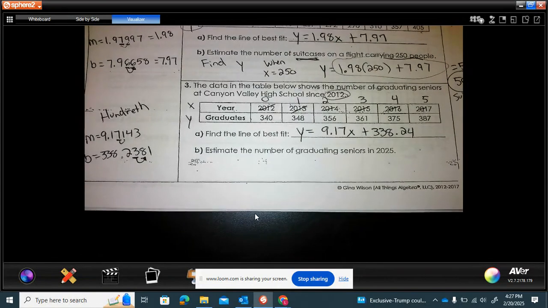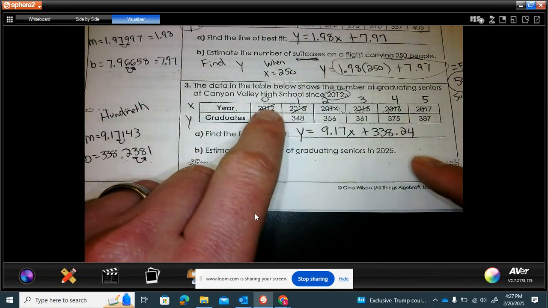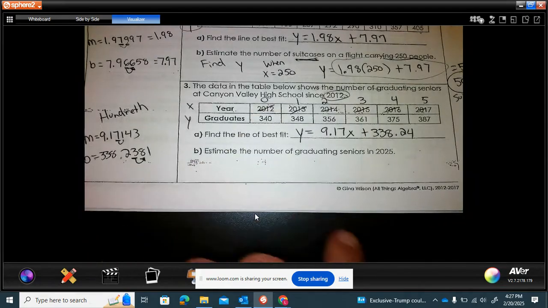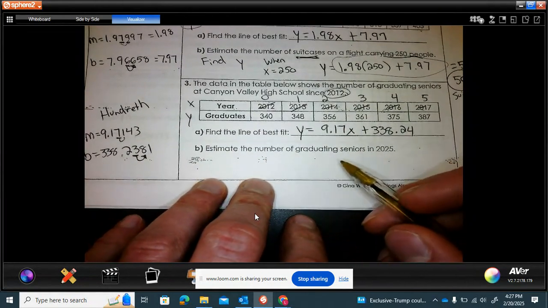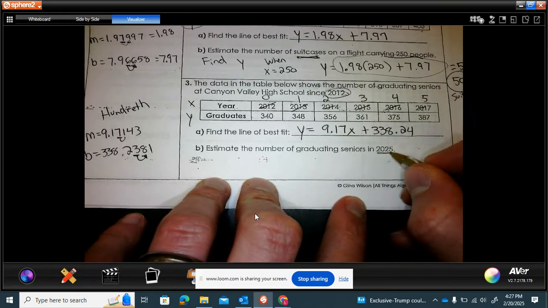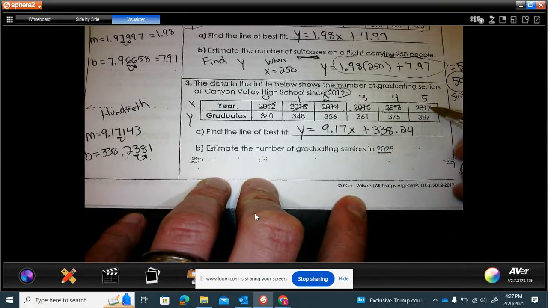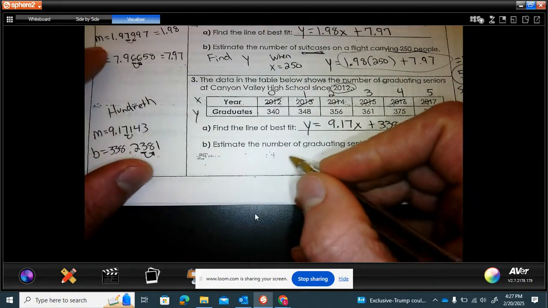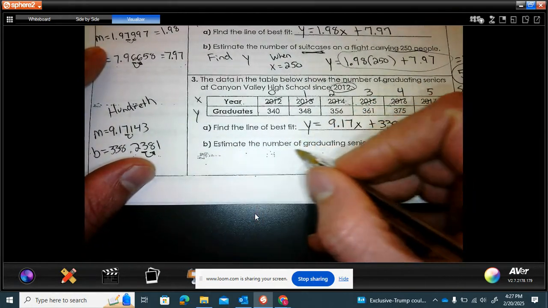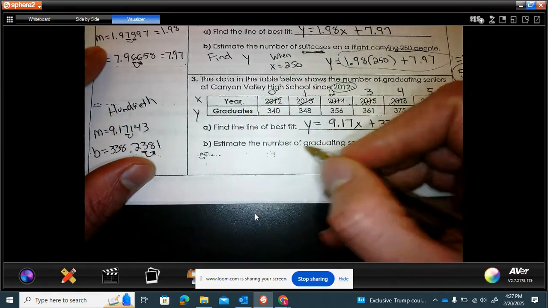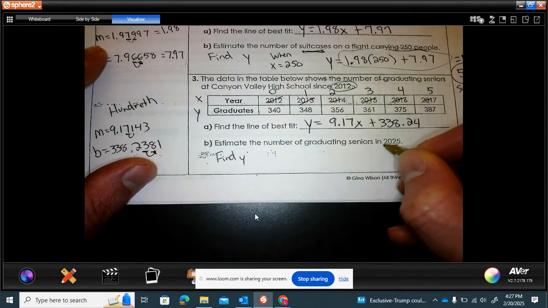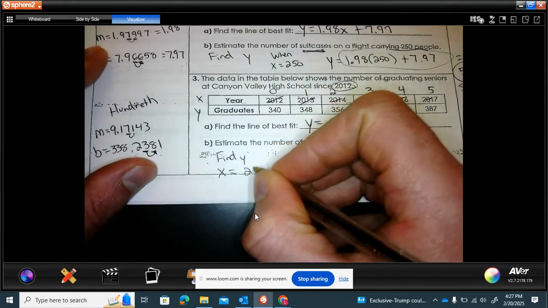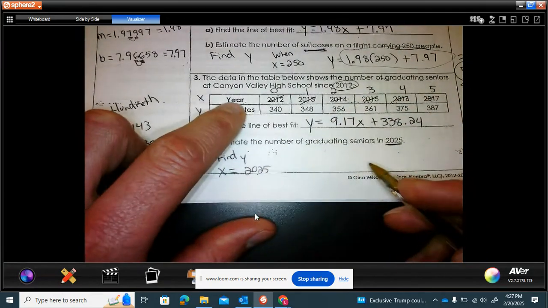That's my line of best fit. Because we used years, we didn't type in 2012, we didn't type in 2013, we typed in 0, 1, 2, 3, 4, 5. The same thing goes for this question. It says estimate the number of graduating seniors in 2025. First of all, it says estimate the number of graduating seniors, so number of graduates, that's what it wants you to find. So it wants you to find Y when X, the year, is 2025, because X represents the year.